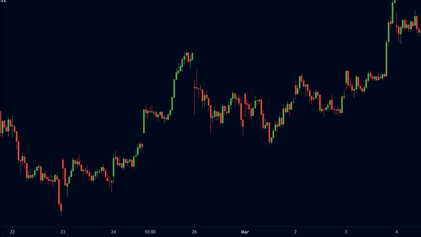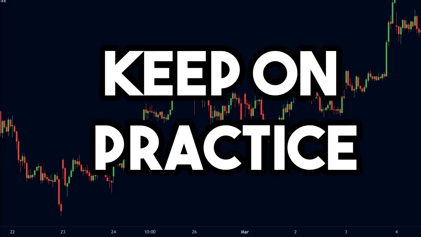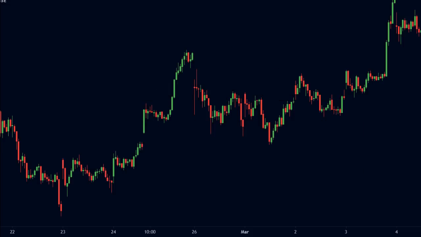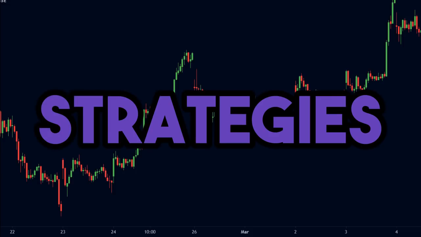If you follow these 3 rules, you will be able to plot the trend lines with high accuracy. In the beginning, you might find it difficult, but as you keep on practicing, you will master the trend lines very soon. With that being said, let's get into the strategies.